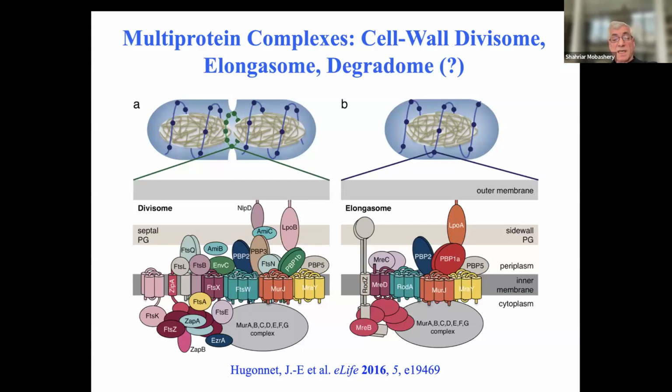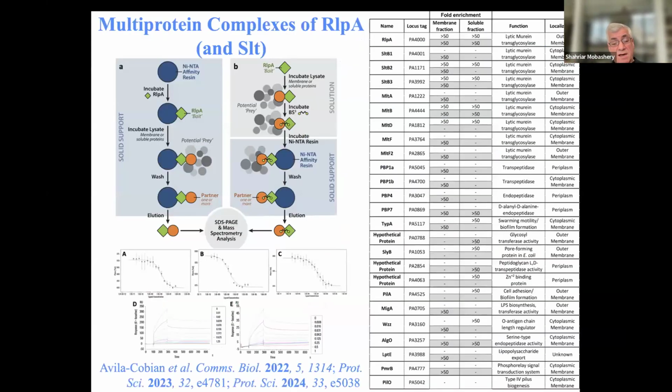However, I want to point out the work of Luis Avila Cobian in my group, who did a series of experiments in pulling down the various things within the membrane and within the soluble portion that may attach themselves to various lytic transglycosylases. Especially in this first paper, we showed all partners for all lytic transglycosylases of Staph aureus. And there are 71, I believe, proteins that partner up with lytic transglycosylases.